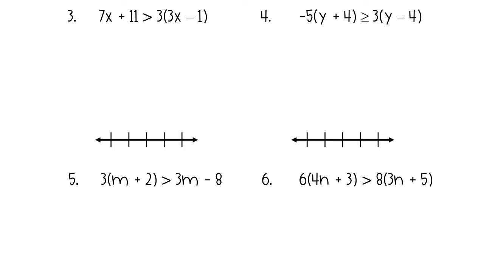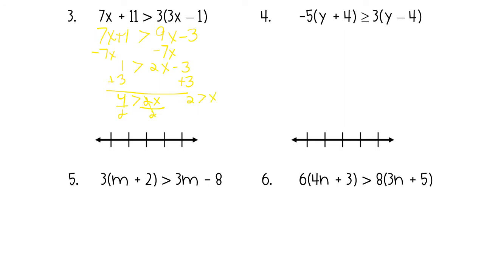7x plus 11 is greater than 3 times 3x minus 1. Always, we're going to distribute first. 7x plus 11 is greater than 9x minus 3. Let's get all the x's together. I'll subtract 7x from each side. 11 is greater than 2x minus 3. I can add 3 to each side. 14 is greater than 2x. Divide by 2, and that gives me 7 is greater than x.